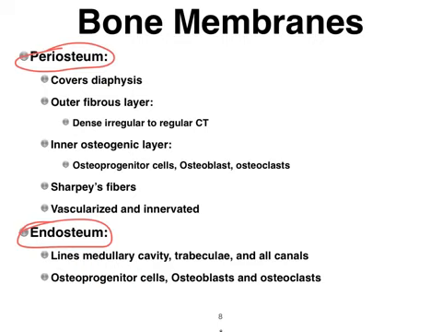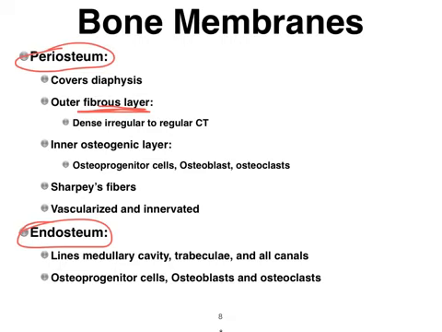Just to give you a little bit of a preview, your periosteum is going to cover most of the diaphysis, and it consists of two sublayers. The periosteum is pretty thick, and the outer layer has a bunch of fibers in it. As a matter of fact, it's a dense regular to dense irregular connective tissue.